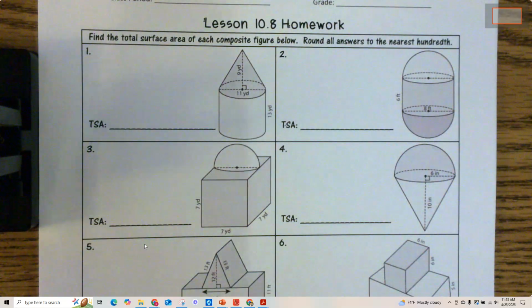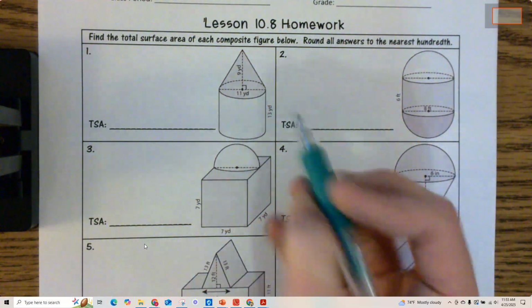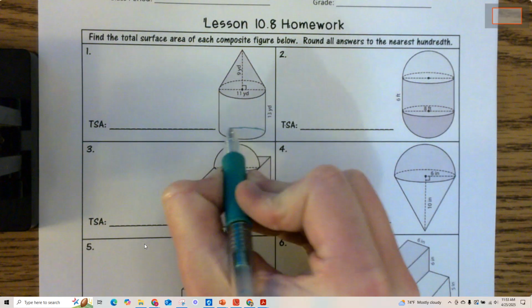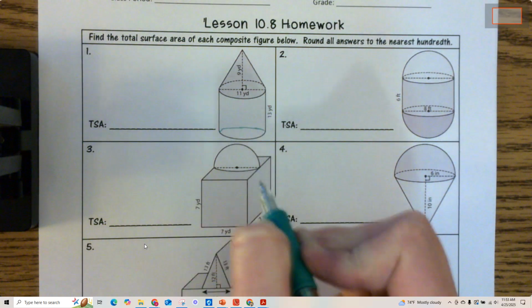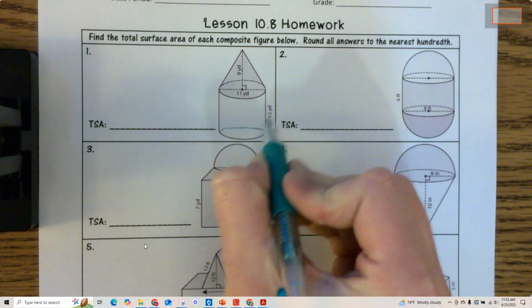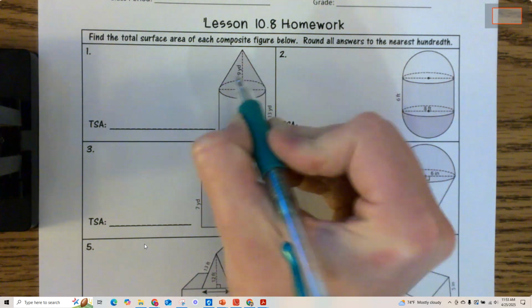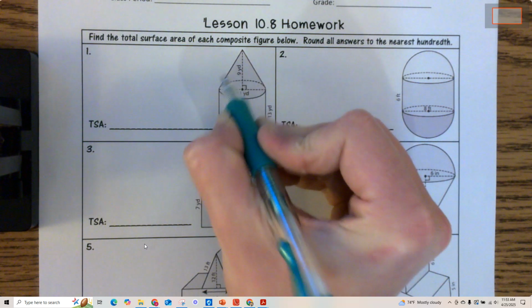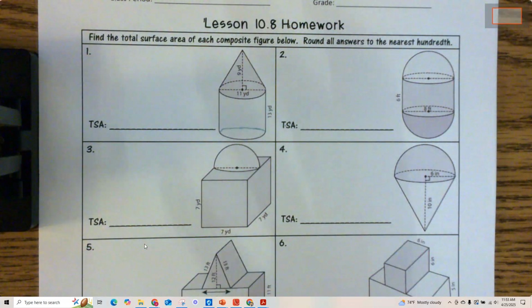What we're trying to find in this, if I wrapped this shape with wrapping paper, say this is a present, how much wrapping paper would I need? I would need wrapping paper to cover the circle on the bottom, to wrap around this edge here, and then to wrap around just this part of the cone. Our formulas aren't really designed that way, so we have to edit them a little bit.